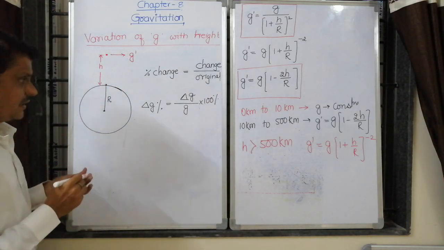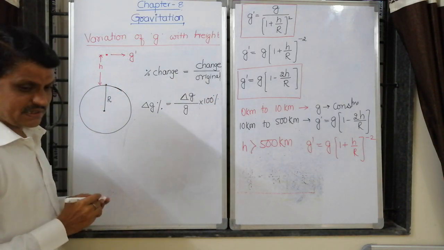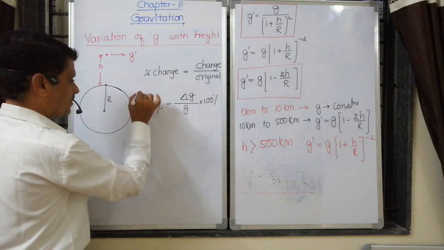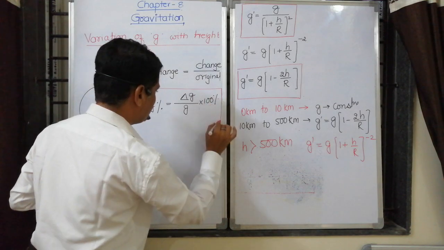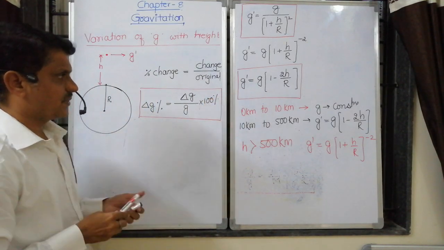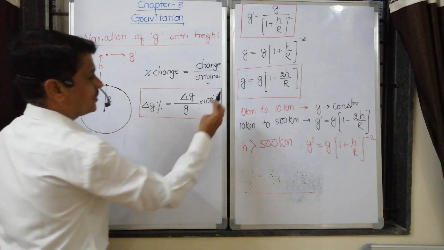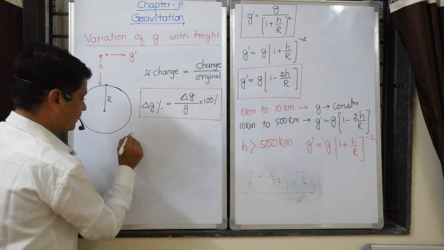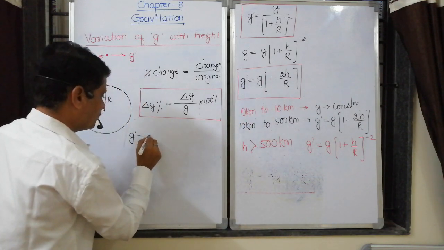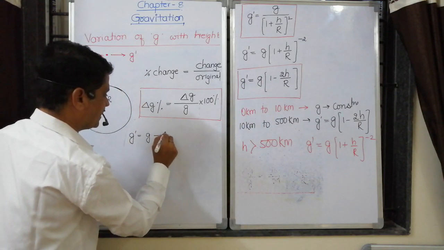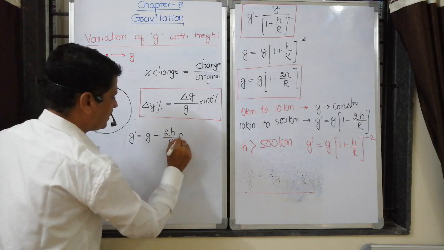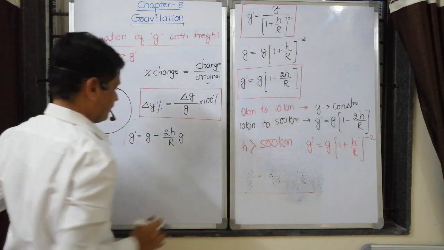Okay. Now this we have to use as a standard one. Right? Here, for small changes in g, I can use this formula. So when I use this, g dash is equal to g into 1 minus 2h by r into g.